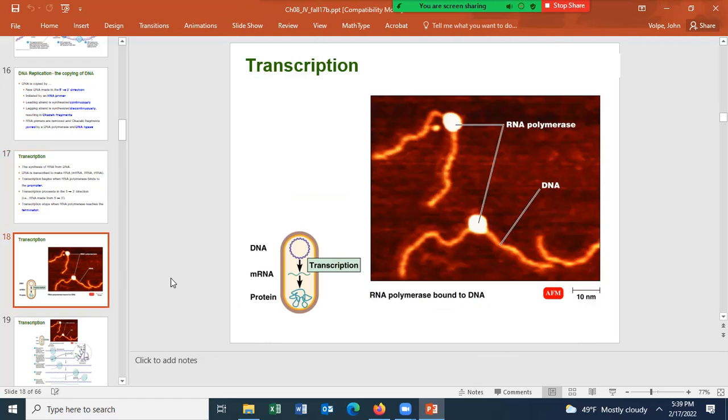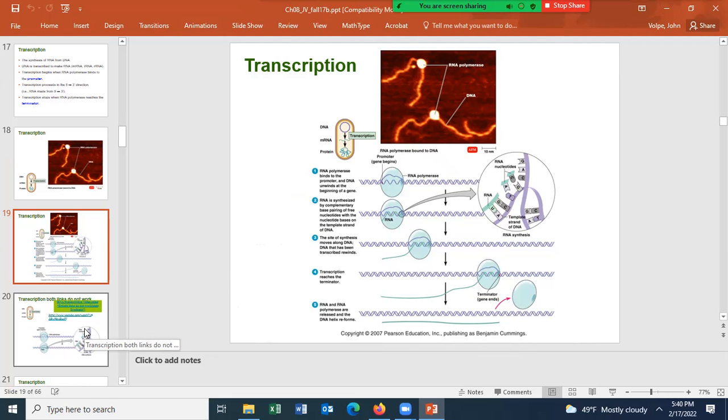Here we're looking at a picture of transcription, DNA being copied into messenger RNA. And there we see it in an actual electron microscope. It's using fluorescent dyes to show this. Any question about any of that? All right, so let's look at transcription in a little more detail.